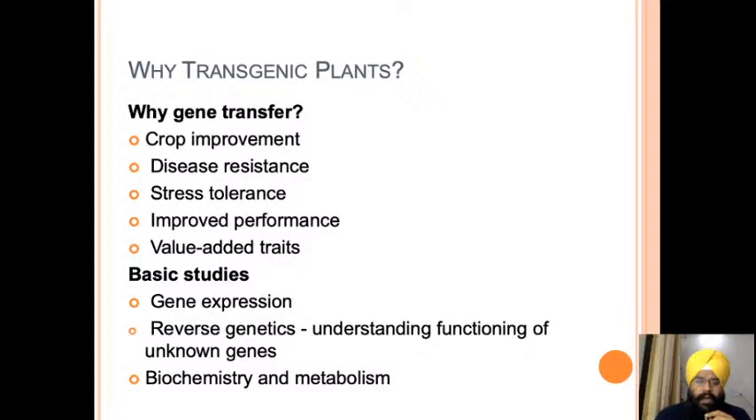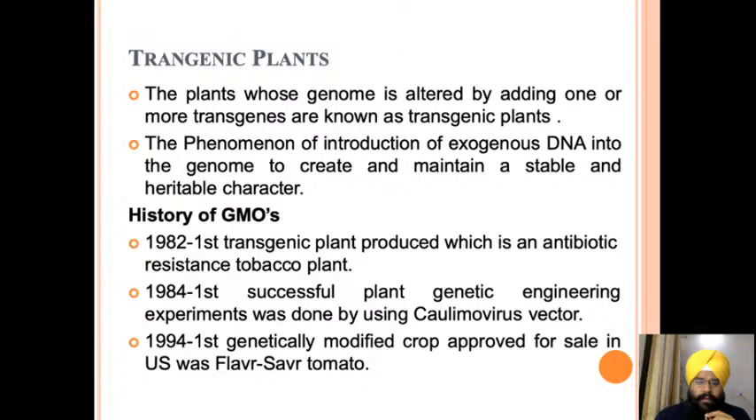Basic studies are done, like gene expression, reverse genetics, biochemistry, metabolism. Transgenic plants are plants whose genome is altered by adding one or more transgenes. It is the phenomenon of introduction of exogenous DNA into the genome to create and maintain a stable heritable character. First, in 1982, an antibiotic resistant tobacco plant was produced.